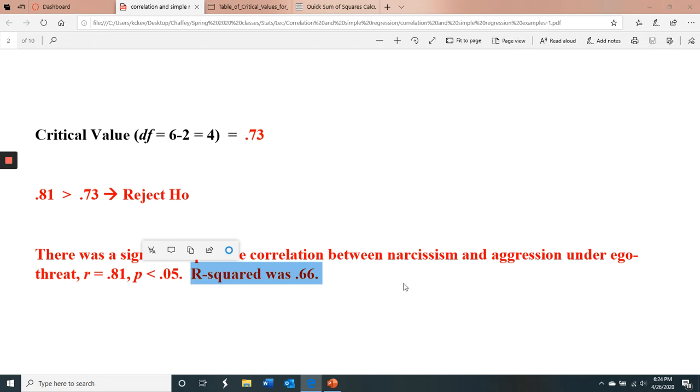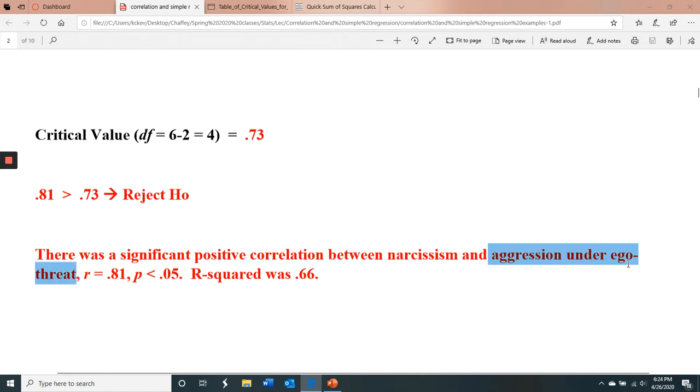Typically in this type of research design, where it's correlational, most people understand what R squared is. They don't need to be told whether it's small, medium, or large, because they are able to understand that 0.66 means that 66% of the aggression under ego threat was directly linked to one's level of narcissism.